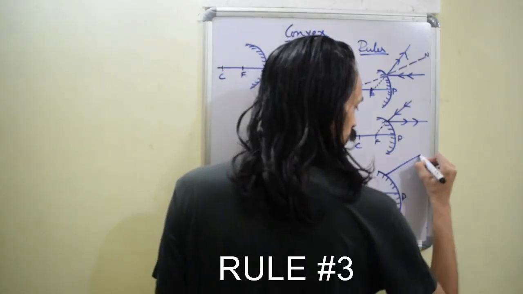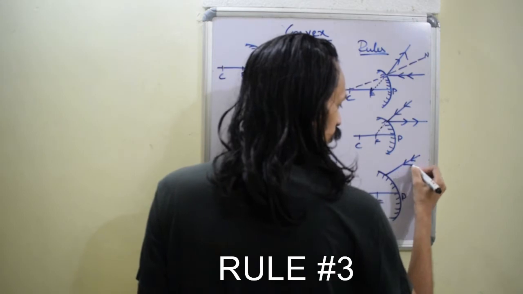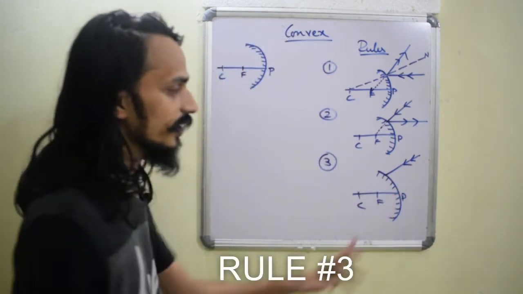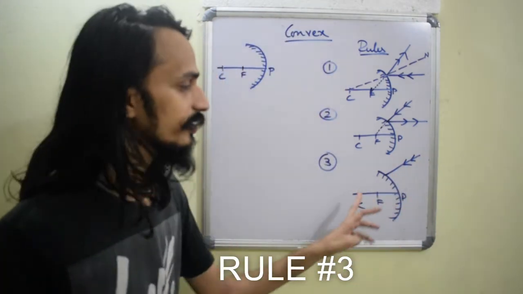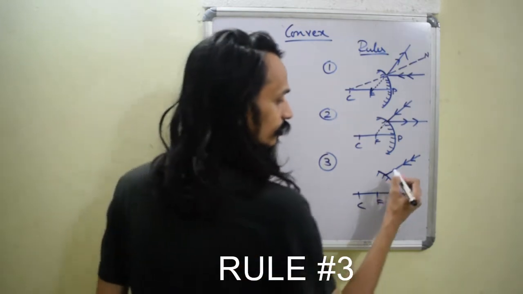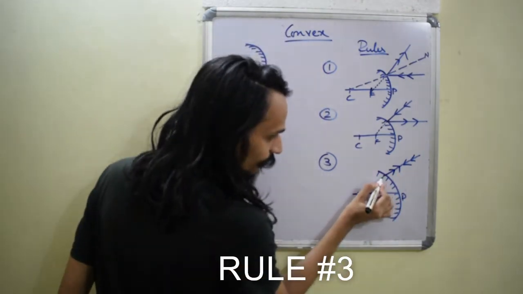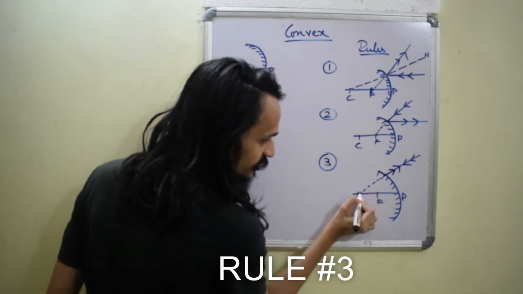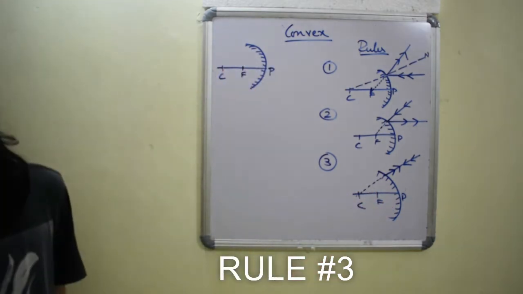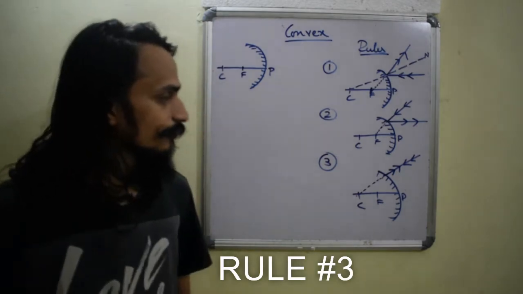The next rule talks about a ray of light that goes through the center of curvature. But again, being a mirror, it's not going to let light go through. It's going to bounce back in the same direction, but it will appear as if the light is passing through the center of curvature.